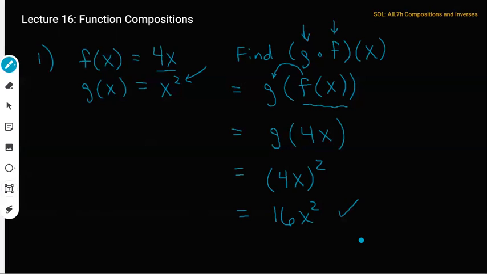So what I did there was I took the function f of x and I put it inside of g of x. Now in number 4, I'm actually going to change the order of it. I'm going to take g of x and put that inside of f of x. But first, let's do number 2.